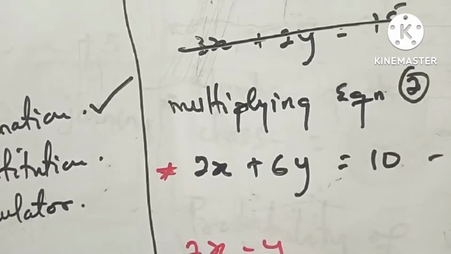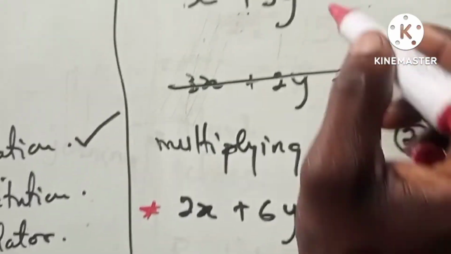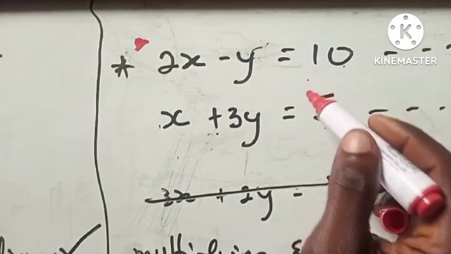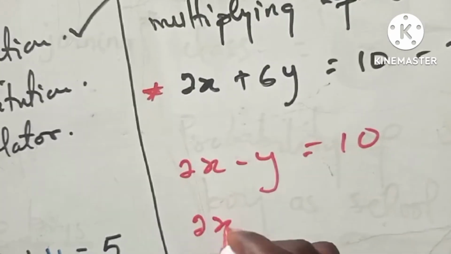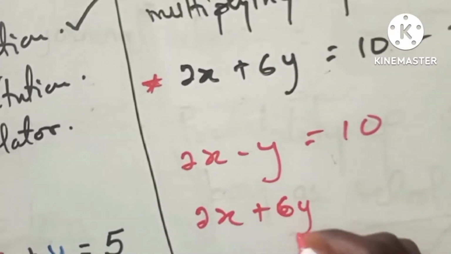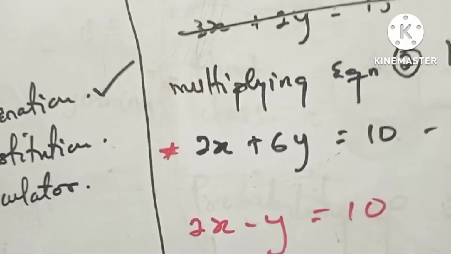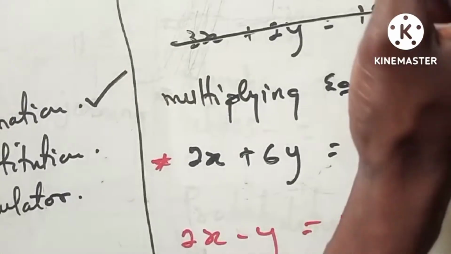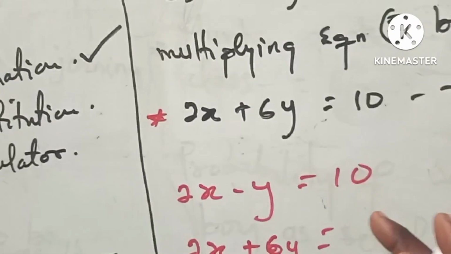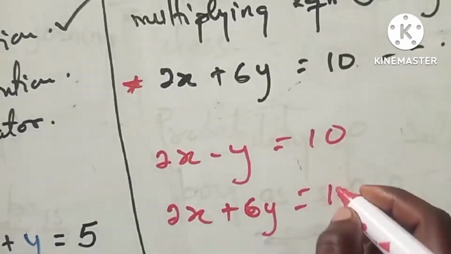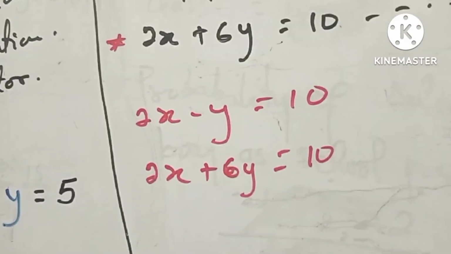2x minus y equal to 10, which is the equation at the top here. And then down here we have our second equation to be 2x plus 6y equal to, oh sorry, here the first part, which is equation 1, that is 10. Here will also be 10. So these are the two equations.